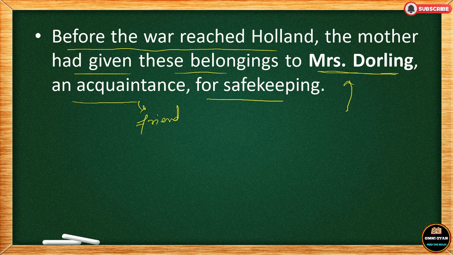Now that is the story, all about the experience of the daughter in Mrs. Dorling's house. Whether Mrs. Dorling will give back those things or not. And many of these things are very expensive. So whether Mrs. Dorling will give back these things to the daughter, or she will deny it: no, I don't have any such things with me. I do not know you. I do not know your mother. So let us see how the story progresses.